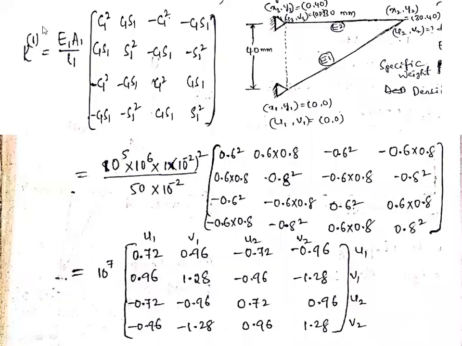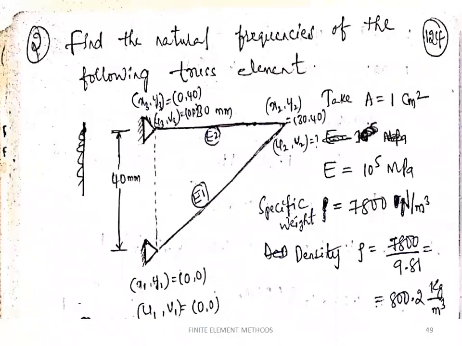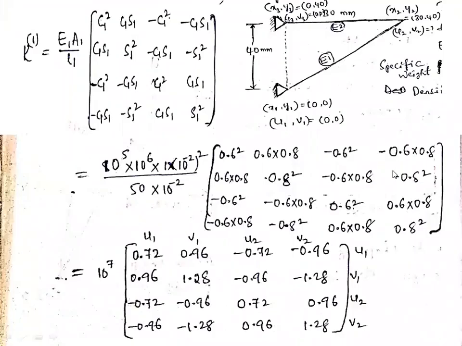So here E1 is given as 10 power 5 into 10 power 6. Let us see the given data. E1 is given as 10 power 5 megapascal, so 10 power 5 into mega is equal to 10 power 6 into... Area is given as 1 centimeter square.